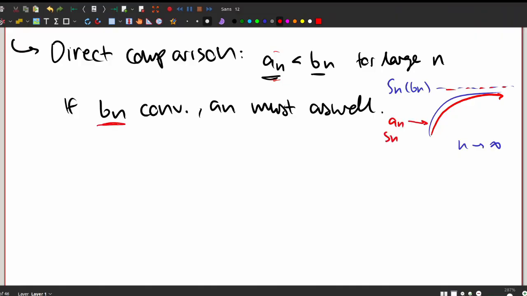Therefore, if the larger of two series converges, the smaller one must also converge, and the opposite is also true. If a of n, which is the smaller series, diverges, b of n must as well.